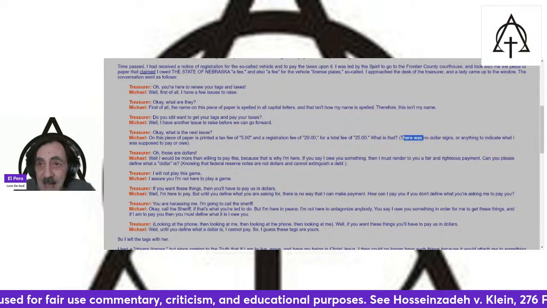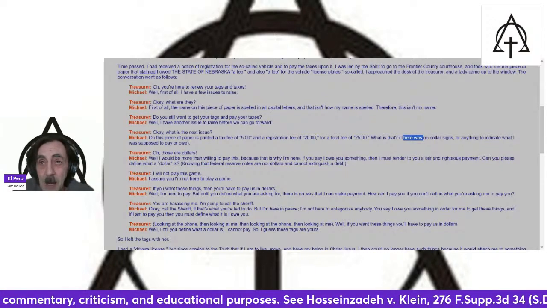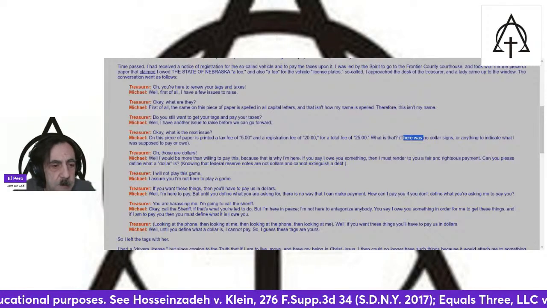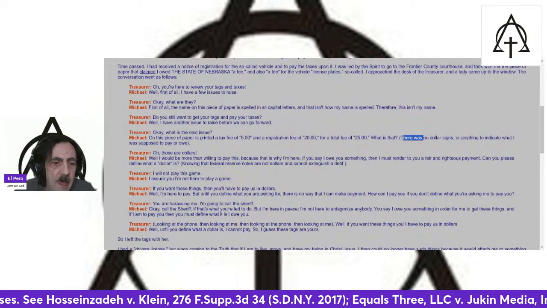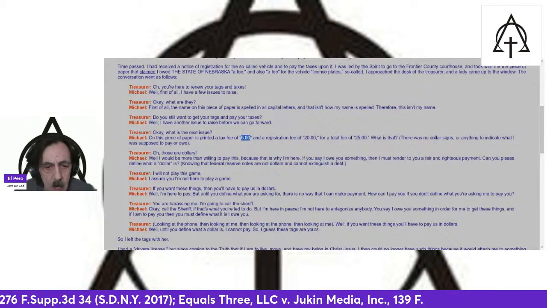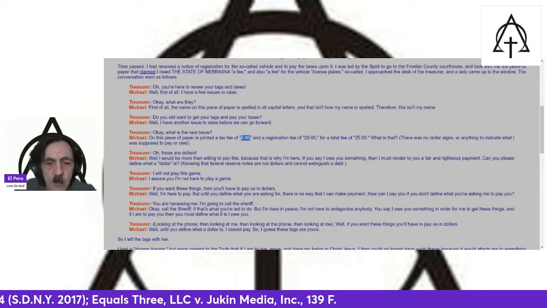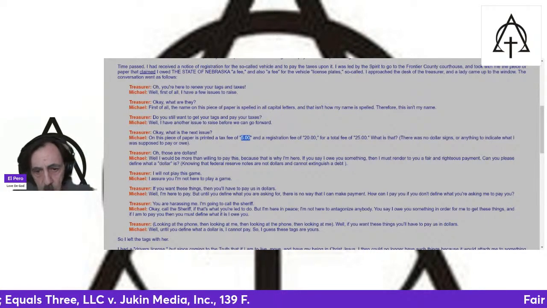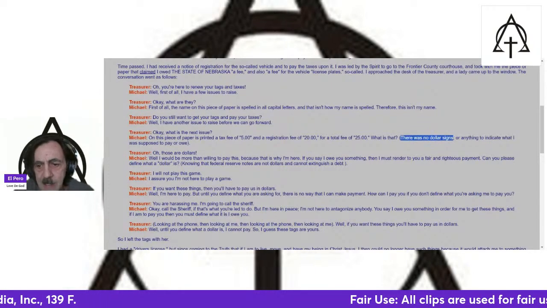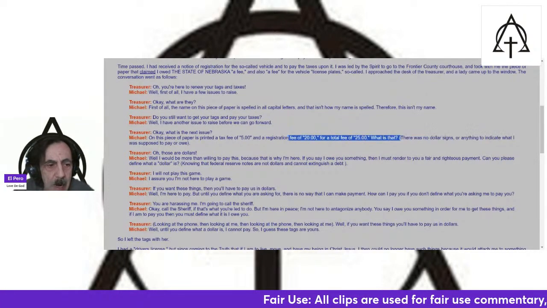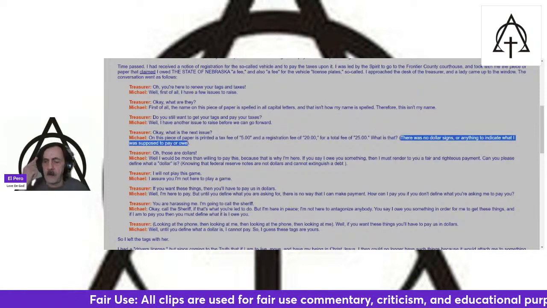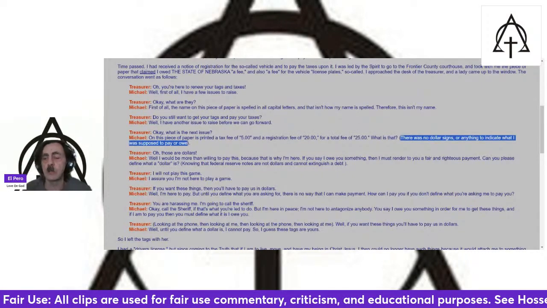Let's read this again because I get caught up in it myself saying things that aren't there, as you just noticed. On this piece of paper is printed a tax fee of $5.00 and a registration fee of $20.00 for a total fee of $25.00. What is that? There was no dollar signs or anything to indicate what I was supposed to pay or owe. And this is why I say you got to really pay attention to catch those kind of things.